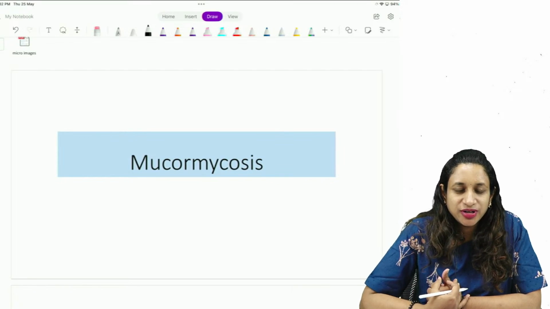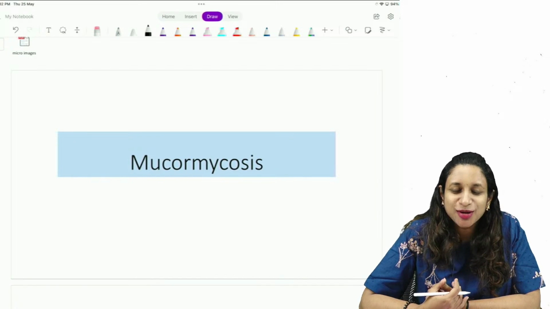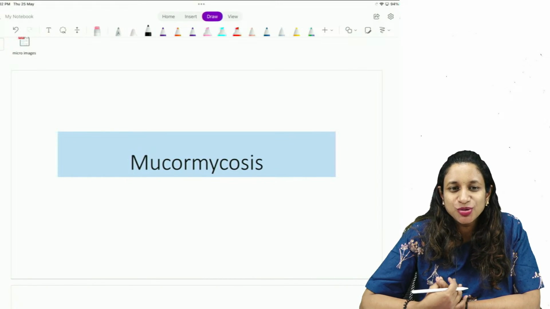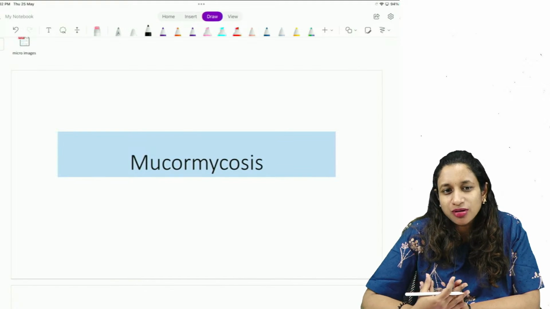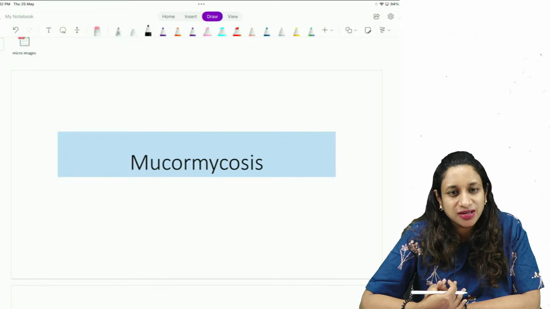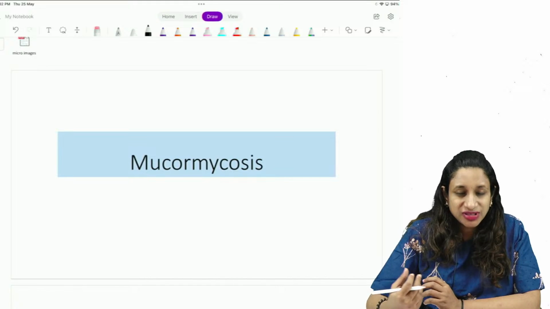So, good evening students. One of the most important topics that you have to discuss when it comes to microbiology is mucormycosis. Before I start the class, you have to understand the reason why we talk about mucormycosis more so now is because of the incidence which has increased post-COVID. So we're going to cover completely all of these aspects.